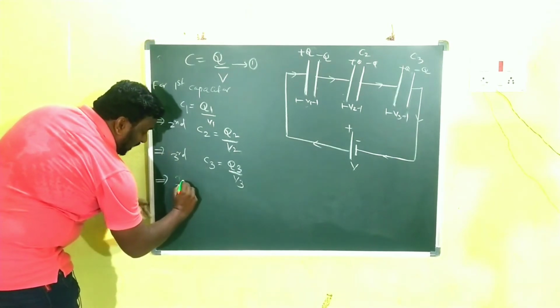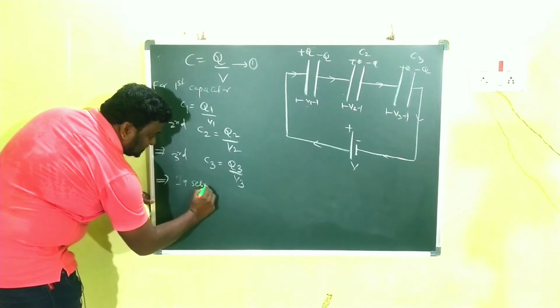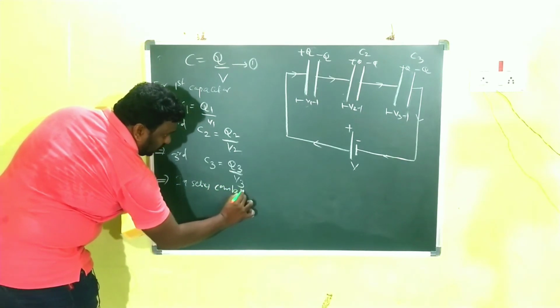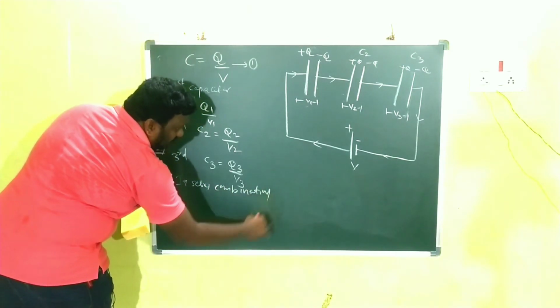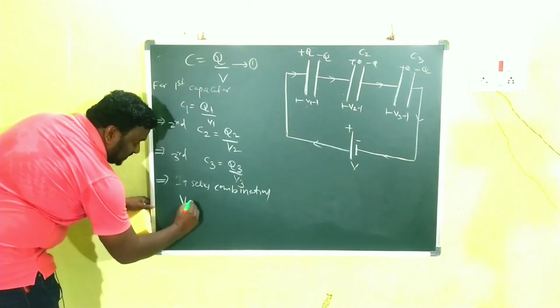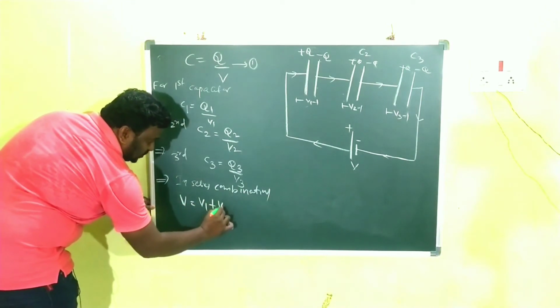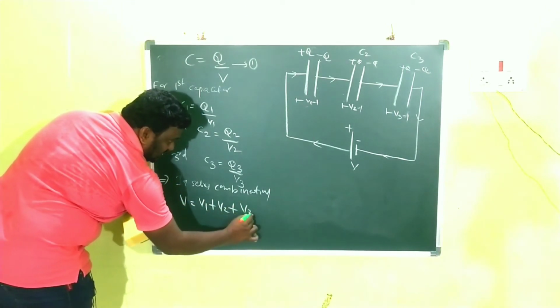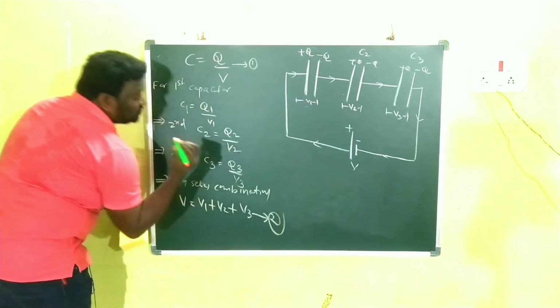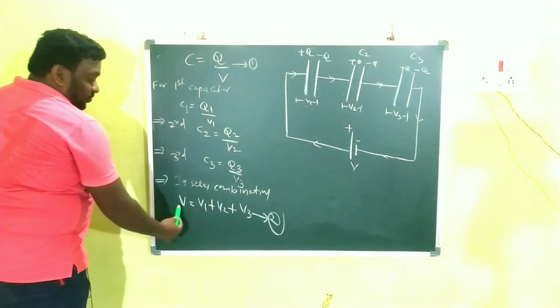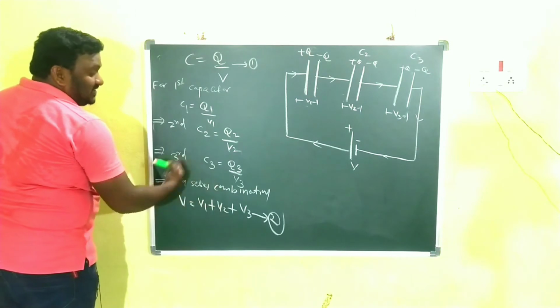So what I told you in series combination, here we have one condition. In series combination, we have a condition. What is that? V is equal to V1 plus V2 plus V3. This is equation number 2 now. V is equal to V1 plus V2 plus V3.